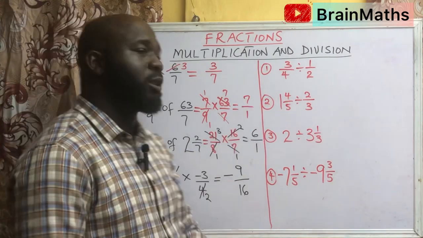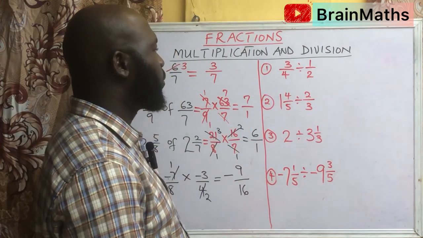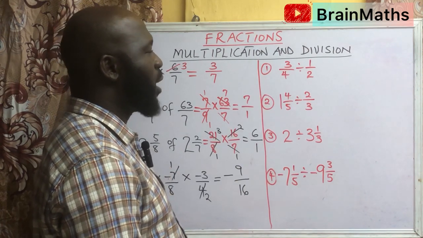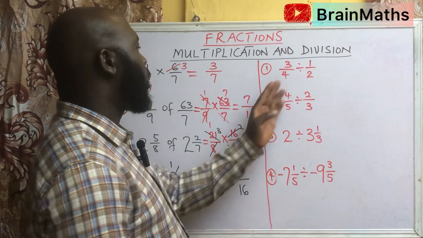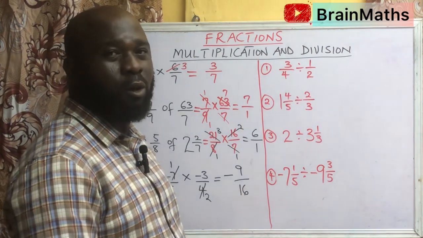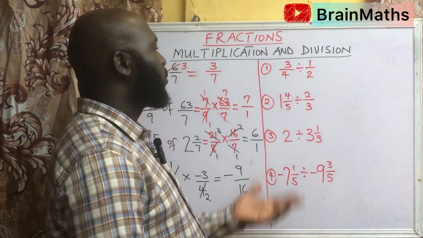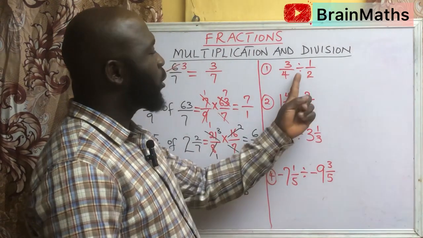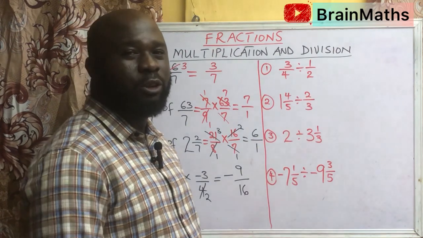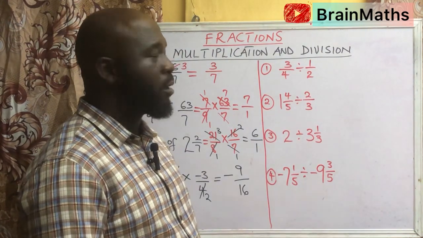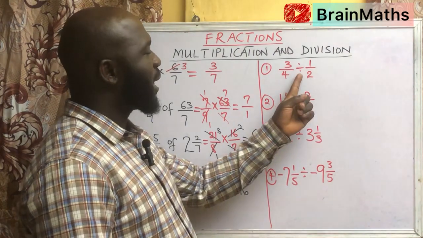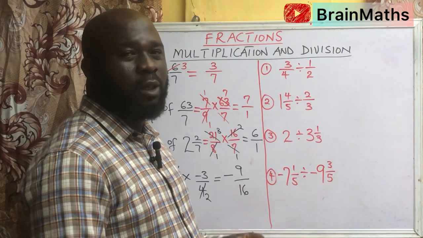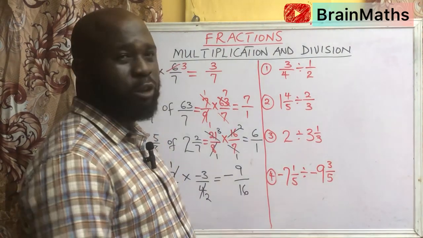So let's come to the division side of the board. The first one is 3 over 4 divided by 1 over 2. A quick law of division is that whenever you have two fractions dividing each other, the division can be changed into multiplication to make the work easier. But once the sign changes to multiplication, then both the numerator and the denominator will change place.